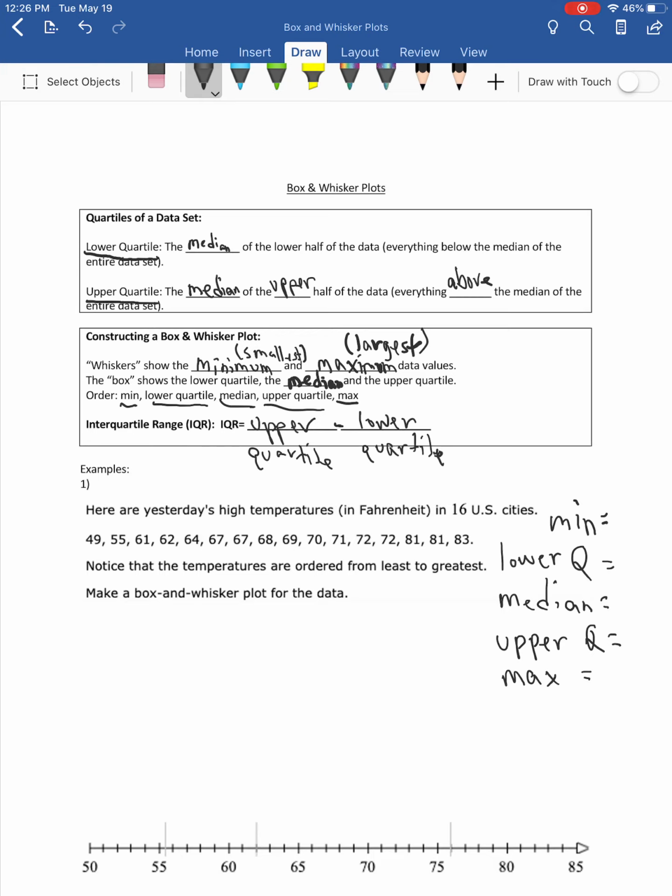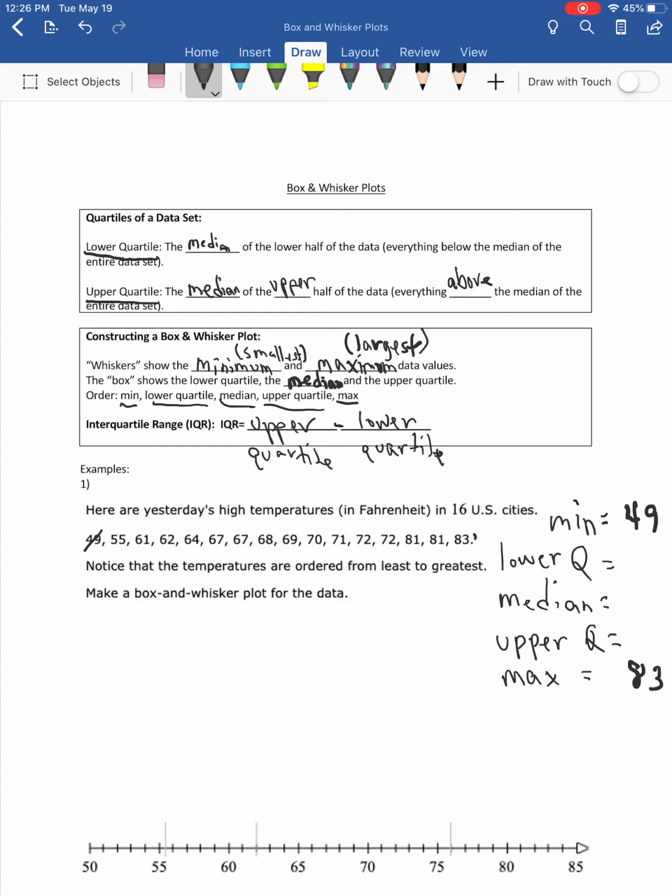Okay, let's start with the minimum and maximum. Those are really easy to get. The minimum, the smallest number in the data set, is 49. The max, the largest number, is 83. Okay. Now, let's get the median for the overall data set.